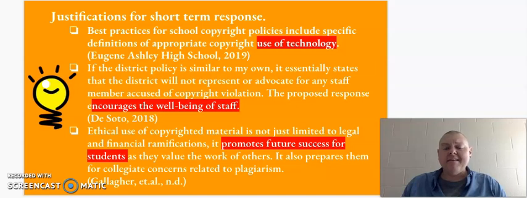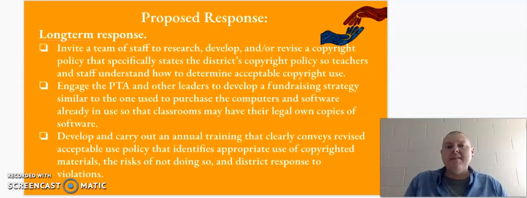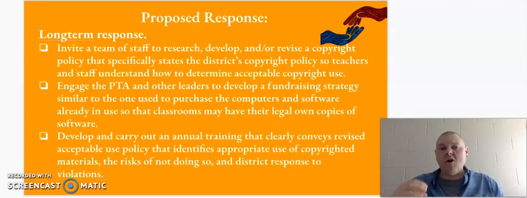And then lastly, and I think very importantly, ethical use of copyright material is not just about the legal and financial ramifications. It's about promoting future success for students. It's about teaching students to value the work of others, prepares them for collegiate concerns related to plagiarism, and it helps them to see leaders in their school in an ethical light instead of seeing illegality being excused by school leaders. And then I want to propose, secondly, a long-term response.